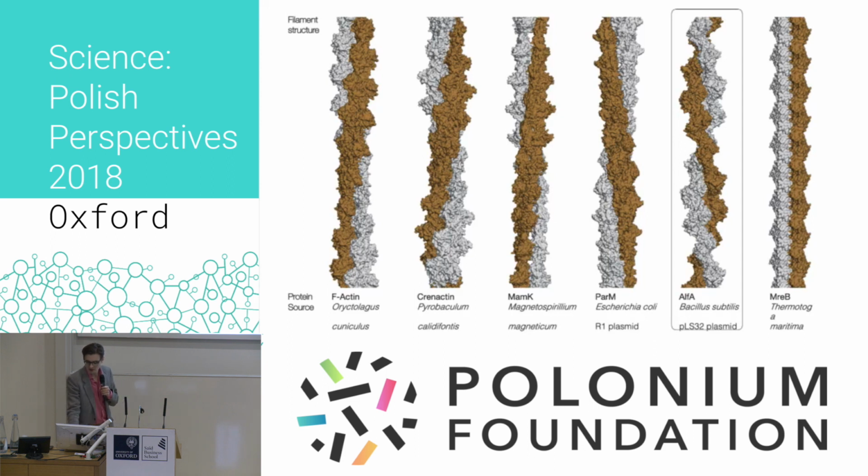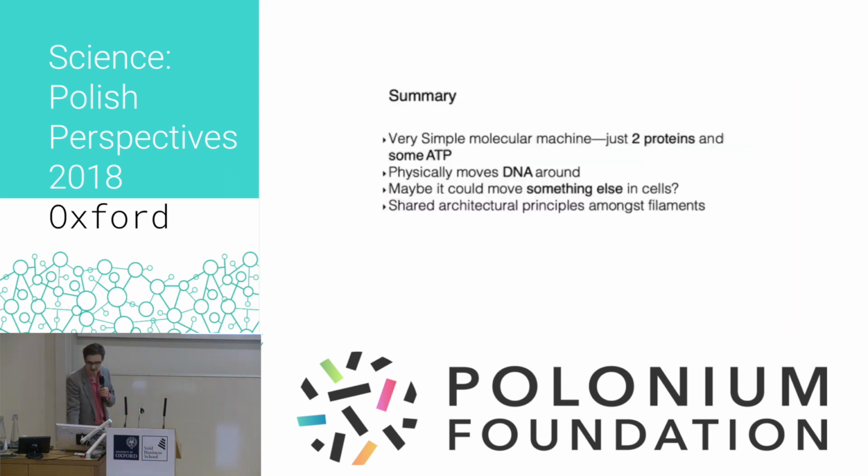So I just wanted to summarize what I was saying about this plasmid segregation. What's interesting about it is that it's a very simple molecular machine. So you have just two proteins and some ATP, and it will push two pieces of DNA apart. So maybe you could move something else. Who knows? It depends on how you put it onto something else. And it's interesting that there are some shared architectural principles amongst filaments that have interesting evolutionary points, but I don't have the time to go through that today.